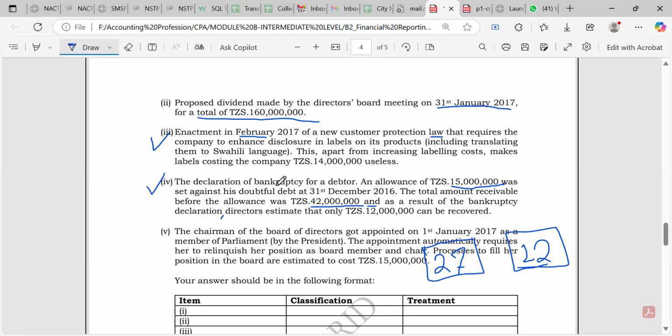Okay, so this is obviously an adjusting event, and they would have to change this value of 27 to 12. So what are you going to do? We would have to reduce the 27 by how much? By 15, right? So trade receivables should be reduced by 15, or you could say you have to increase this allowance by 15, right? So it should be from 15 million to 30 million.